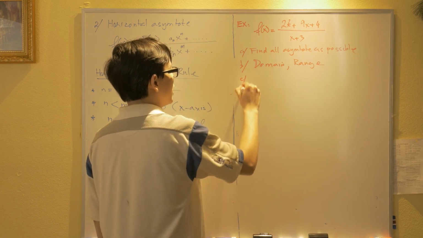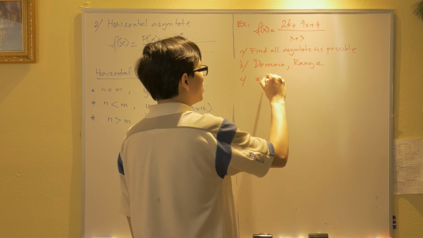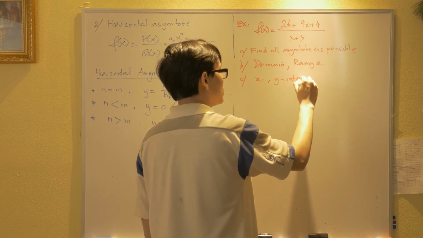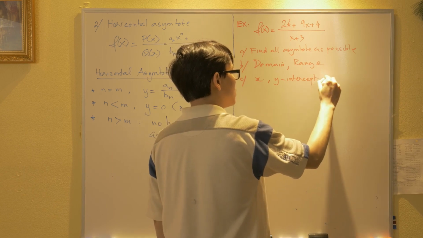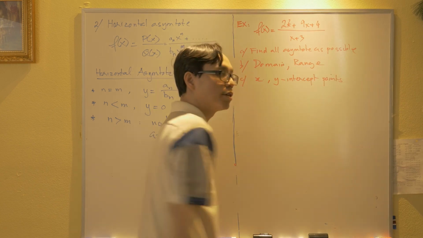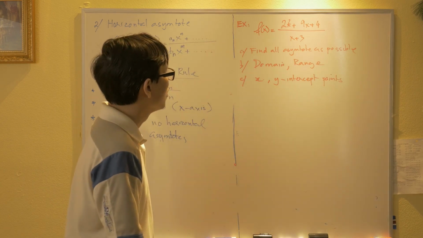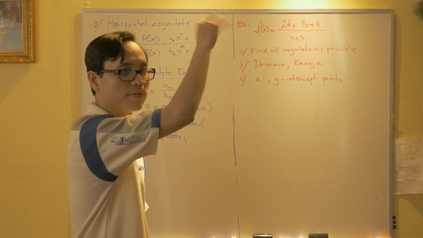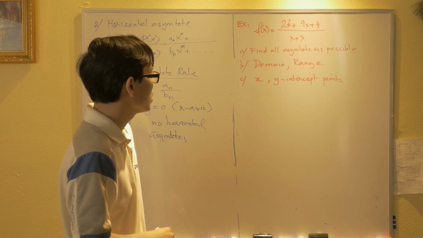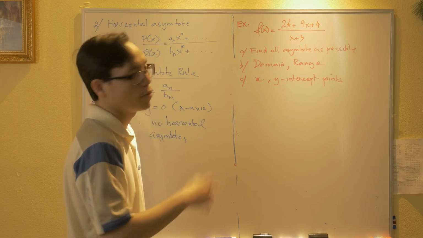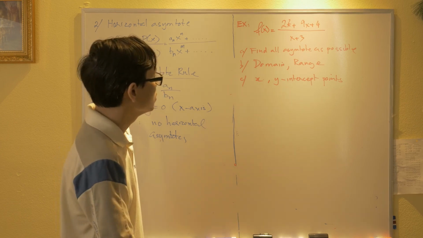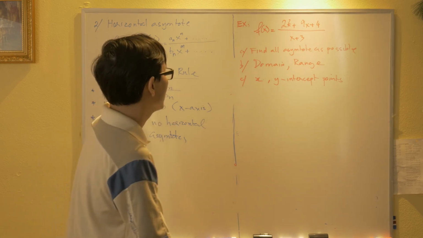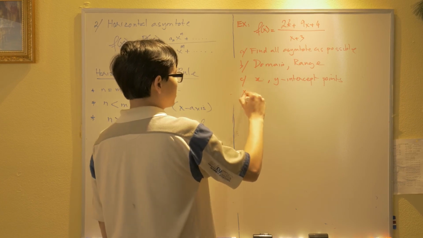Then I want to find the x and y intercepts. Okay, for x and y intercepts you already learned how to find those for the previous function. But for x and y intercepts, the concept is the same. You just replace x with 0, replace f(x) with 0, and you solve for that. All right, answer.